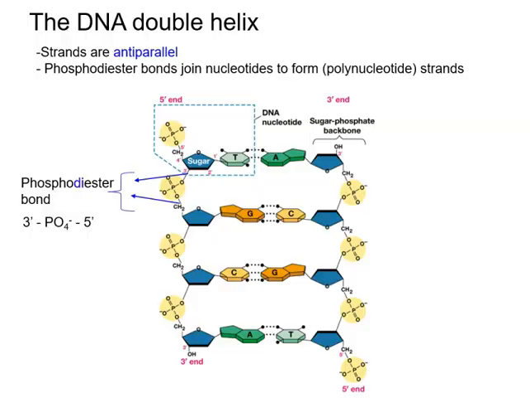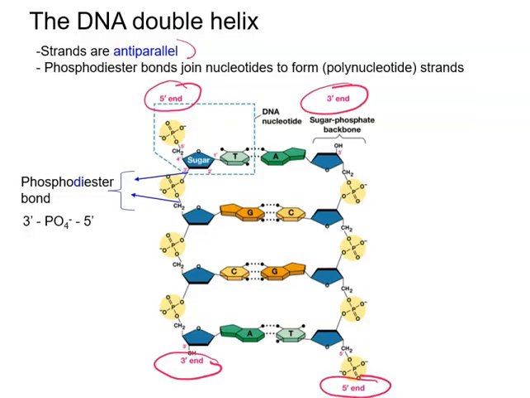So if we put everything together, we're going to construct a DNA double helix. Notice the strands run in opposite directions, so we call them anti-parallel. If this end of the DNA molecule is your 5' end, here's your phosphate group at the 5' carbon of the sugar, and this is your 3' end of the molecule. Then the other strand looks like it's flipped upside down, so this is now your 3' end, and this is your 5' end. The strands run in opposite directions.